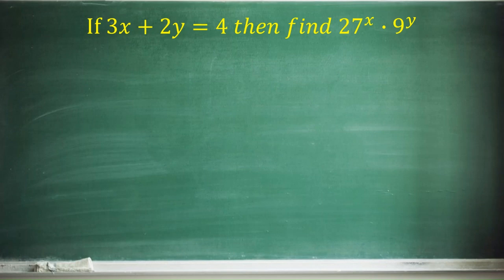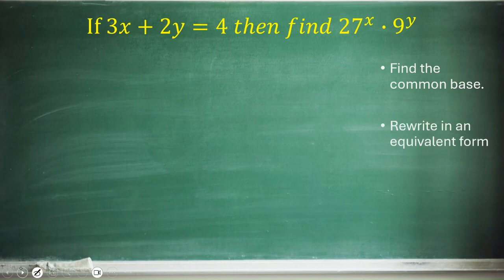So, we have this problem. If 3x plus 2y equals 4, then find 27 to the power of x times 9 to the power of y. So here's how I like to approach these problems. First, we find the common base. Both 27 to the power of x and 9 to the y share a common base. Then we rewrite those in an equivalent form. Then, like most math problems, we do some sort of substitution. And finally, we simplify. So let's go ahead and get started.